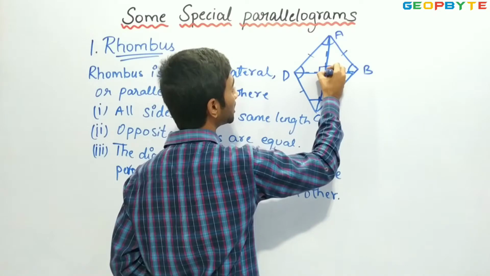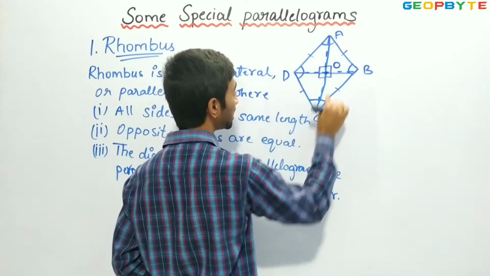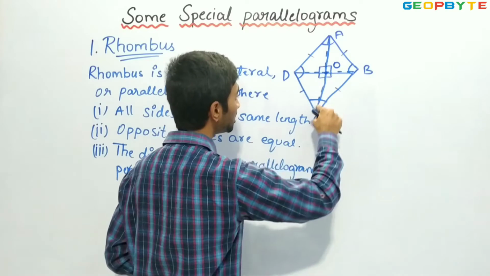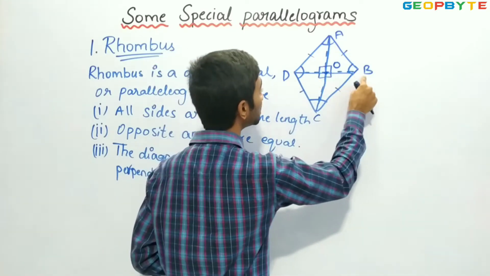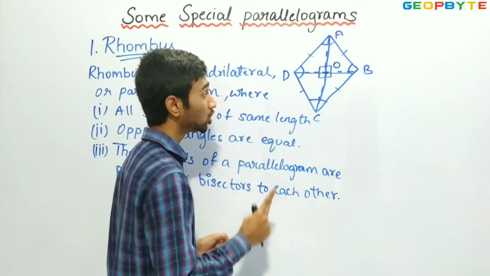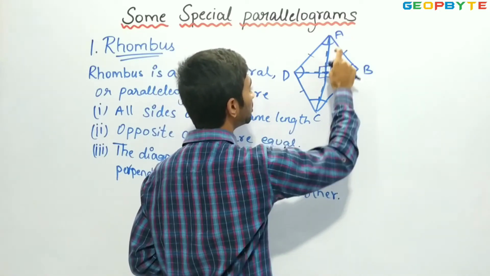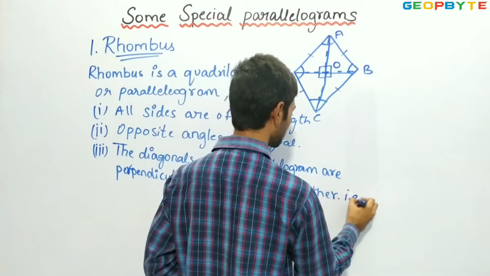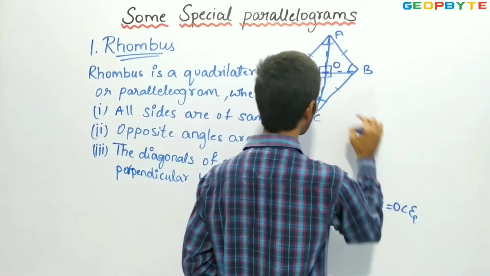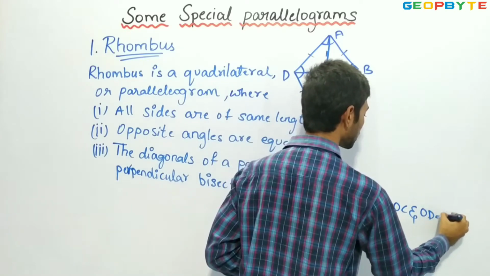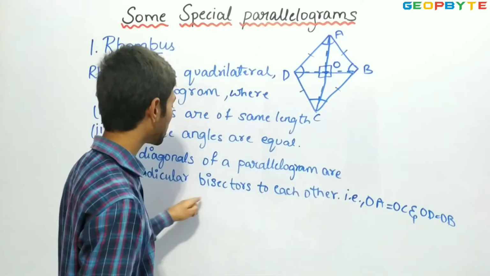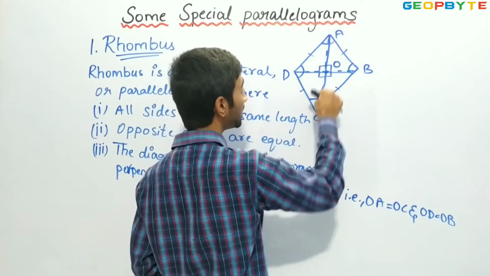Let the point of intersection be O. We know that AC and DB are the diagonals of this rhombus. So here AC is perpendicular to DB and they are perpendicular bisectors. We know that bisecting means dividing into two equal halves. Then OA will be equal to OC, and OD will be equal to OB. So this length will be equal to this length and this length will be equal to this length. And perpendicular bisector means we will have 90 degrees where the diagonals meet.